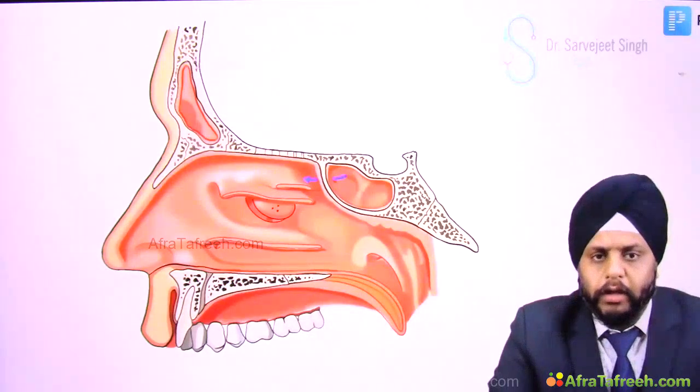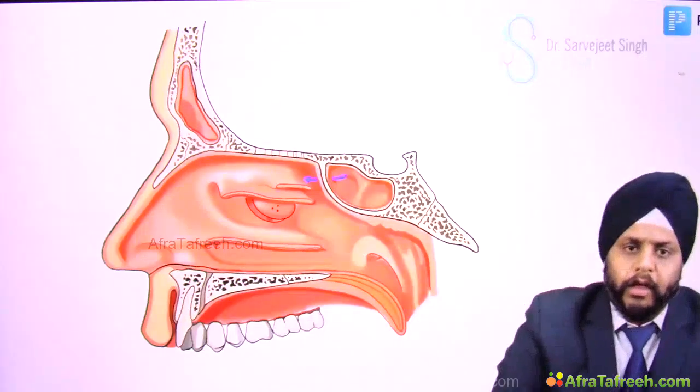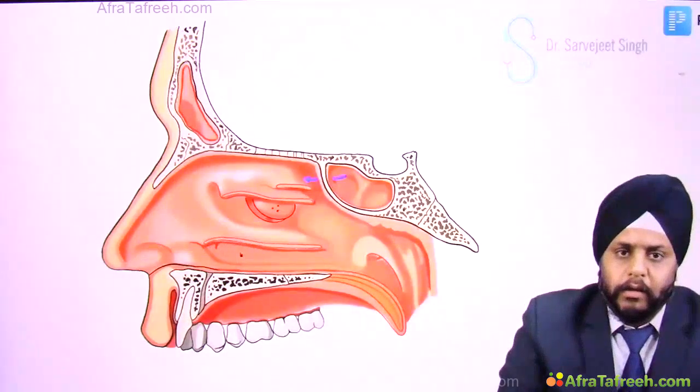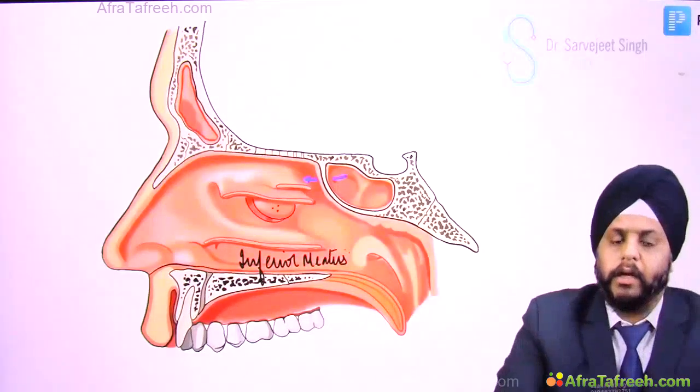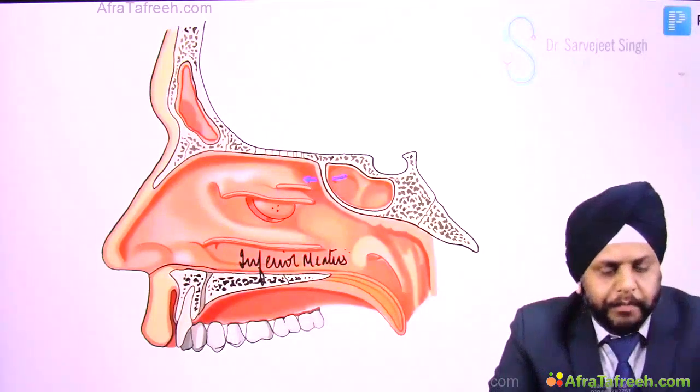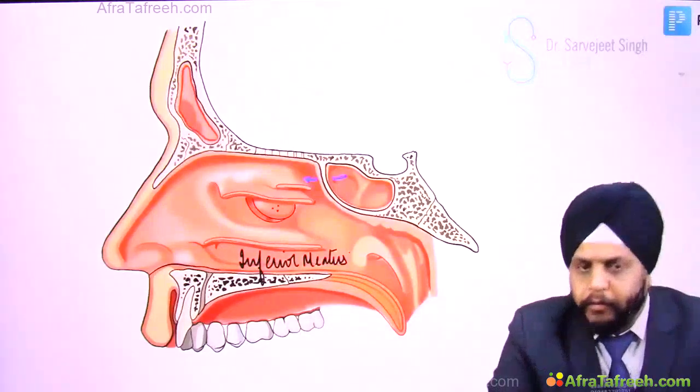Okay. So what do you see? Which is the largest meatus? You see the inferior meatus. This is the largest meatus. So this question is also asked. Inferior meatus is the largest meatus. Right?